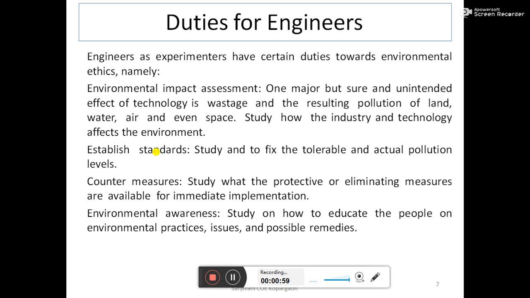We have seen that various duties exist: to find out how engineering products are going to impact the environment, what the sustainable level of pollution in the environment is, to study and fix the tolerable and actual pollution levels, and to create environmental awareness among the people.